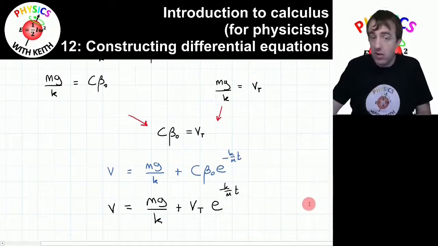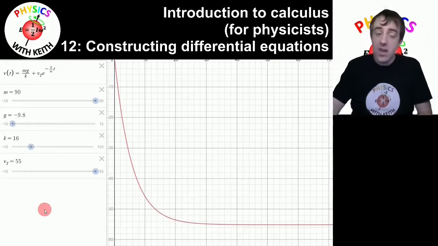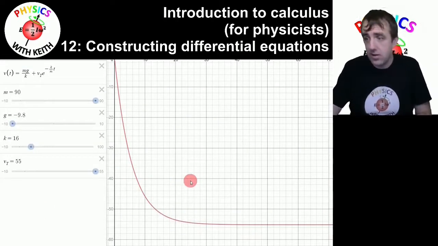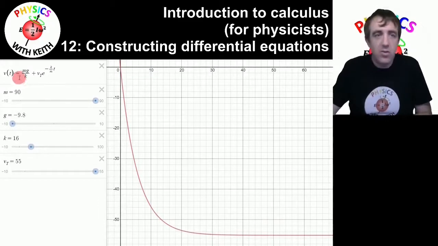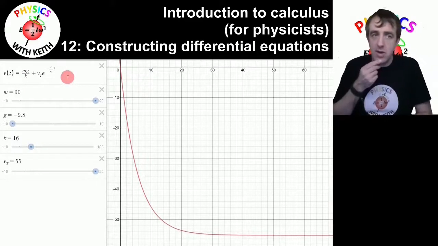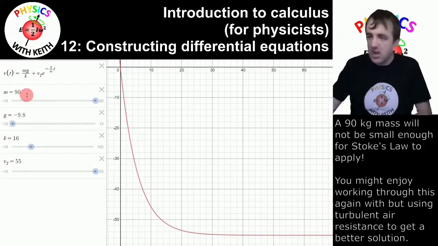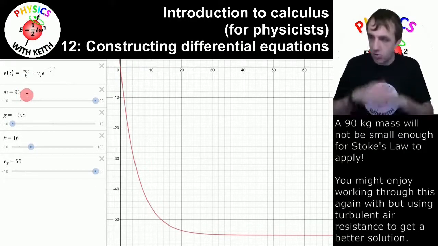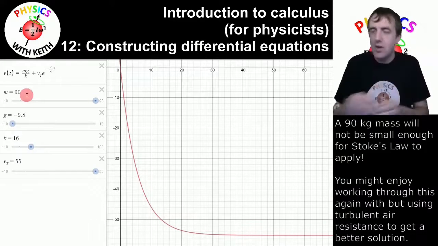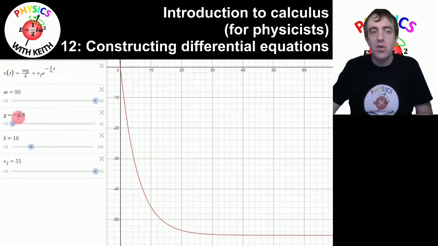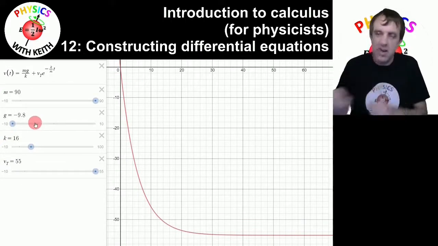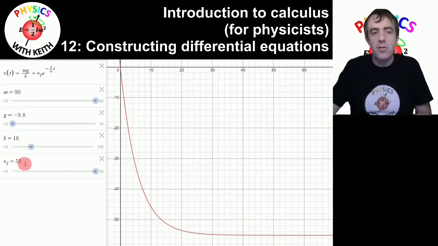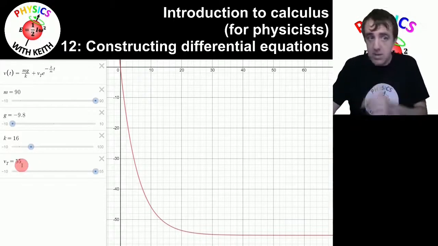And if we have a look at what that function looks like using Desmos, it looks a bit like this. So what can we see here? Well, we've got our equation at the top. I've just typed it in exactly as we derived it. We've got here the mass. Let's say we've got a 90 kilogram individual, maybe it's a spherical body falling through the air. We've got g, the acceleration due to gravity. Let's call that 9.8. It's minus because it's downwards. And then we've got vt, the terminal velocity, which we've chosen to be 55 meters per second.